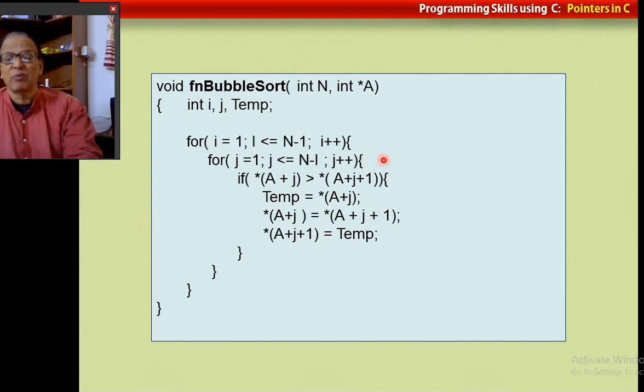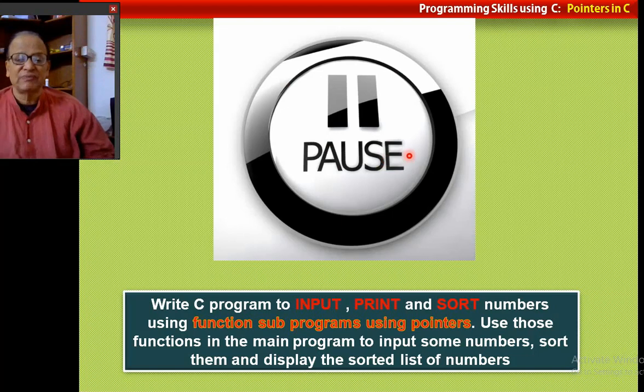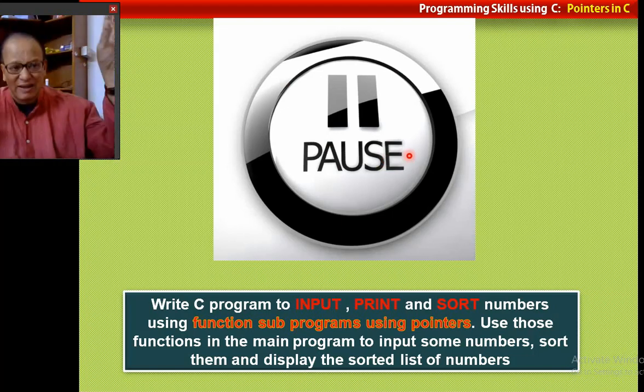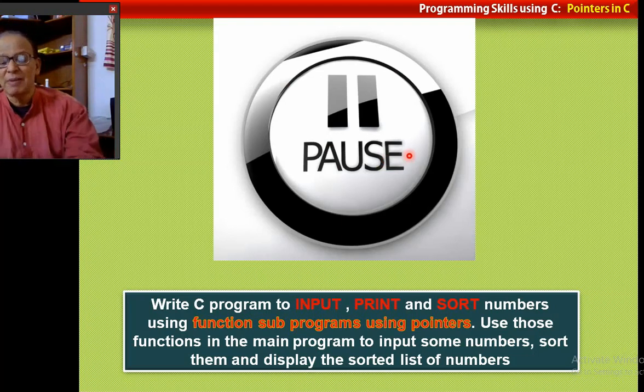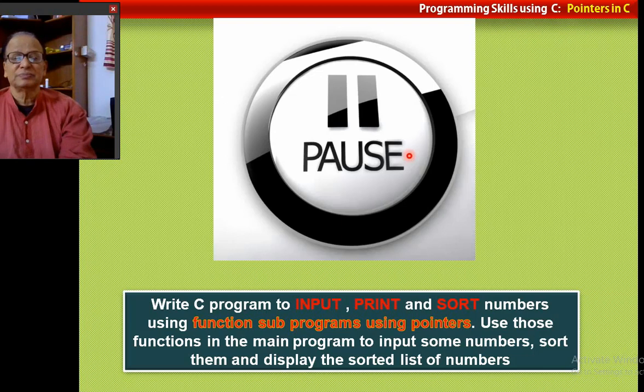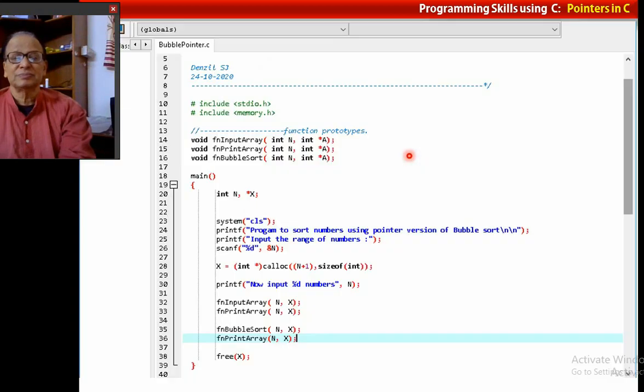So now what I would like you to do is pause the video, write the complete program, declaring the prototypes and writing the function subprograms and using them in the main program. Pause the video. So here I have shown you the prototypes. They are int n comma int star a.